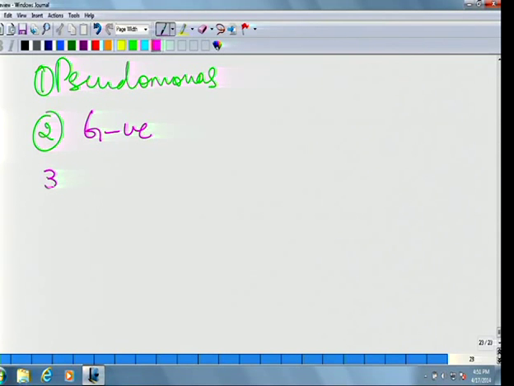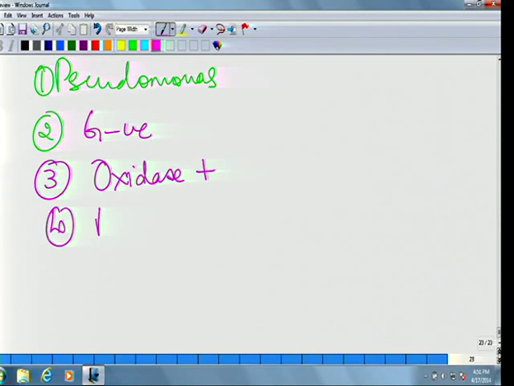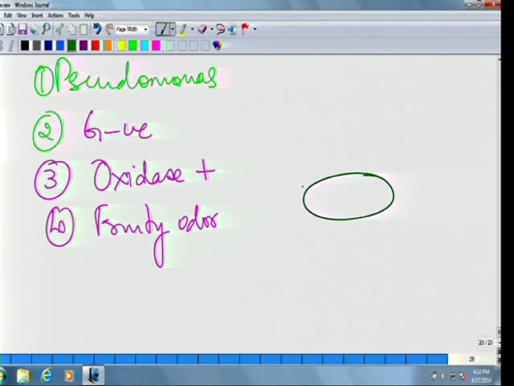What else? Oxidase positive. Then you have the fruity odor, musty odor. All those are characteristics. So the green pigment, gram-negative rod, oxidase positive, the fruity odor, musty odor, metallic sheen. These are all characteristics of Pseudomonas. What are the virulence factors?